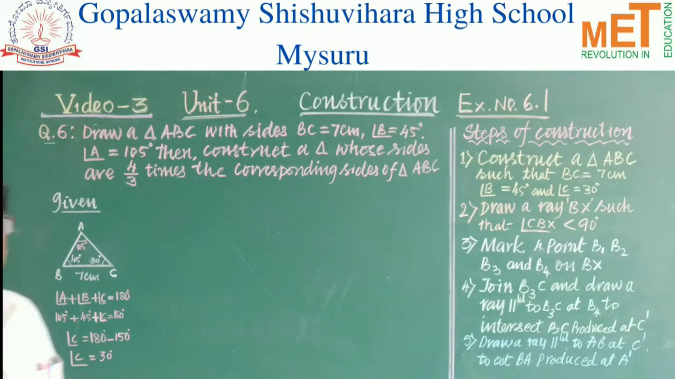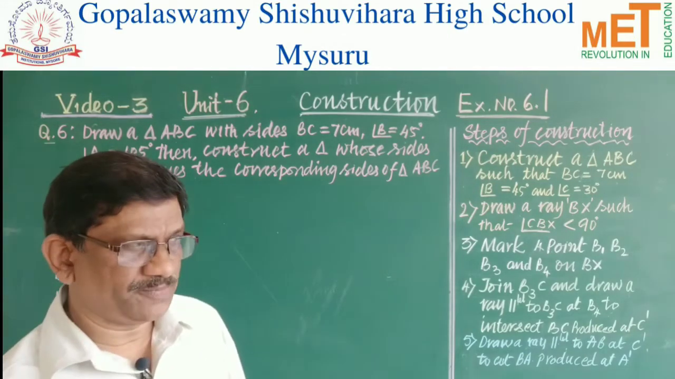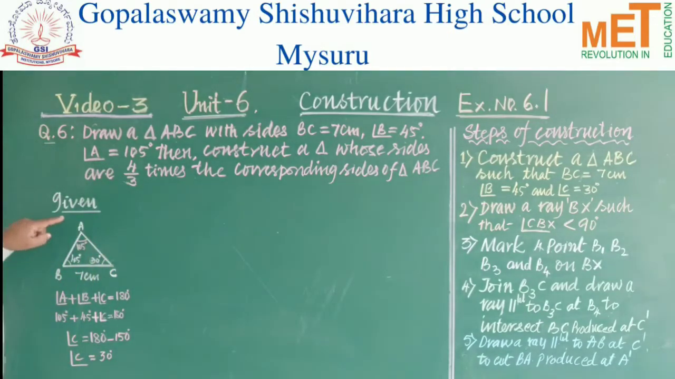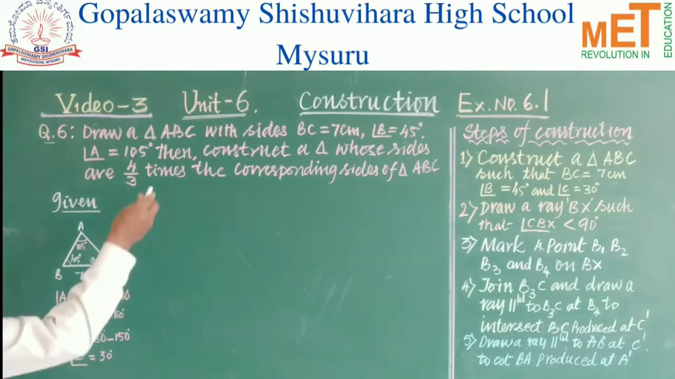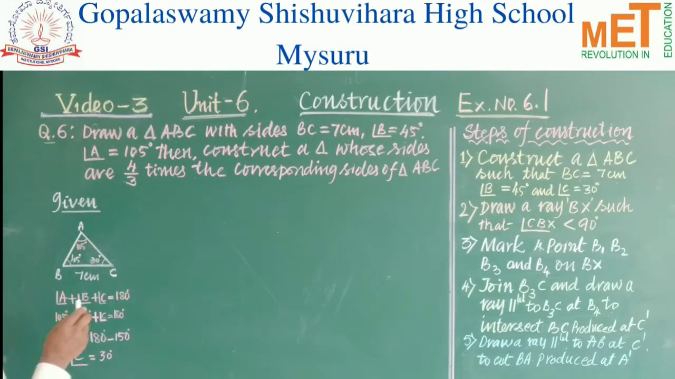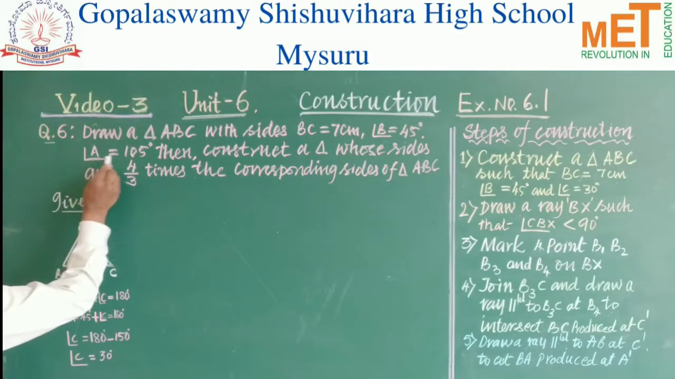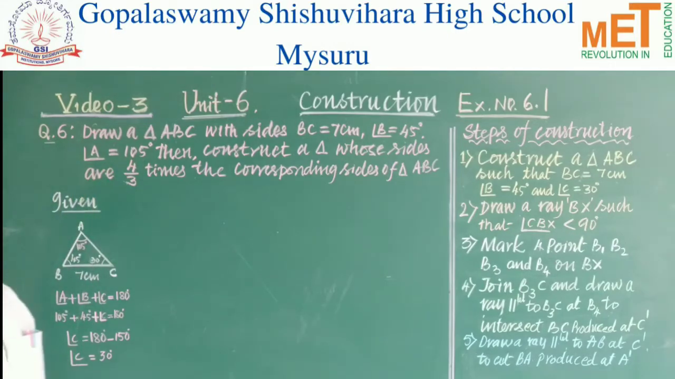So one thing you have to remember here, children, while constructing, if you draw a rough figure like this. Okay. Here I have drawn a rough figure, that is triangle ABC with BC as the base, that is equal to 7 centimeter as given there. Here what they have given, angle B is equal to 45 degree, angle A is equal to 105 degree.